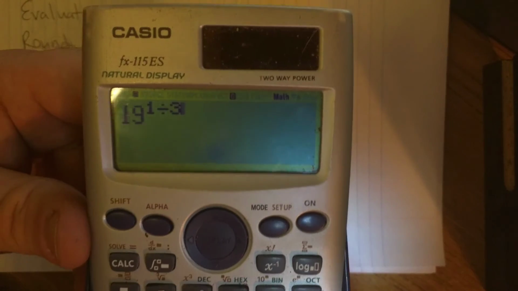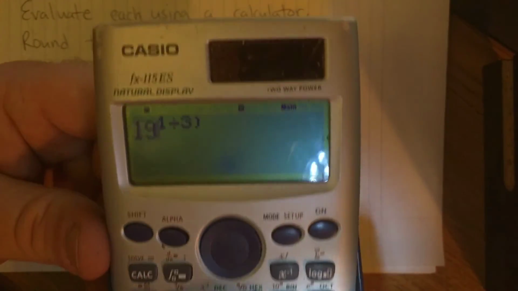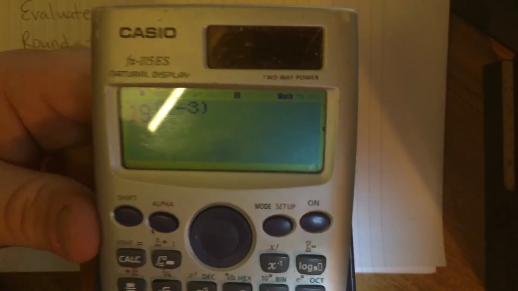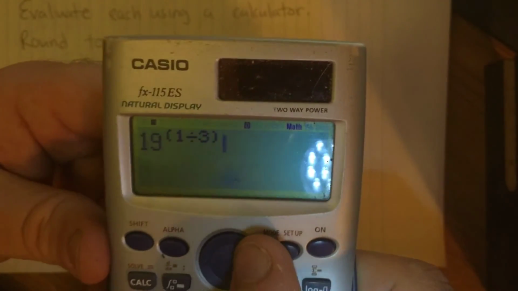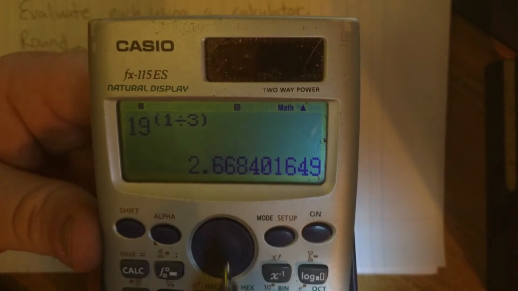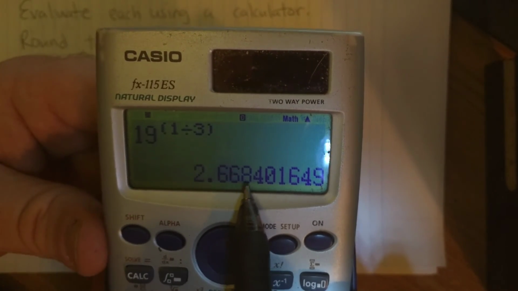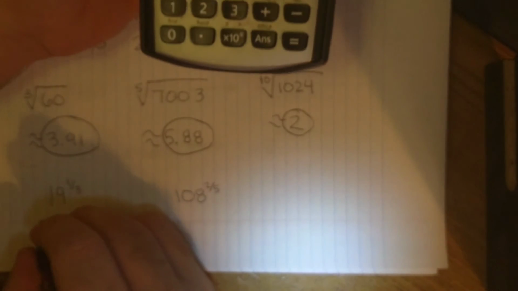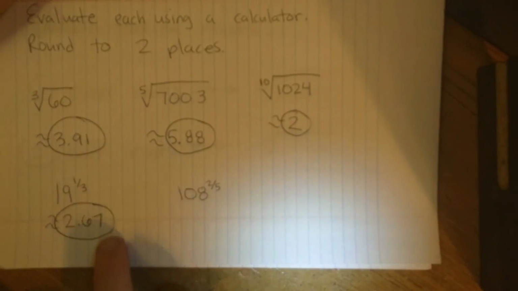On some calculators, you're going to need to use parentheses around that fraction. So I'll just show you that. I can do that on mine as well. Alright, so 19 to the 1/3 power is 2.6, and we round this second 6 to a 7 because the 8 is 5 or bigger. You should know how to round. So 2.67 for 19 to the 1/3 power.